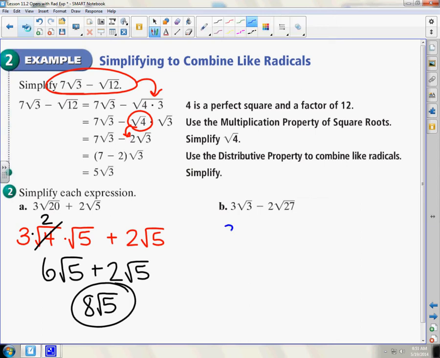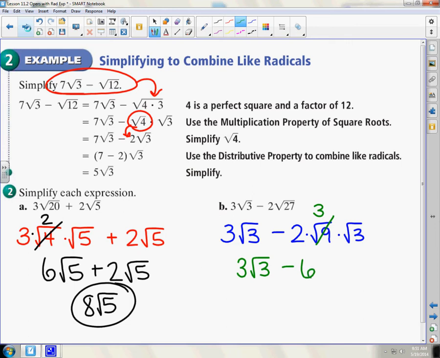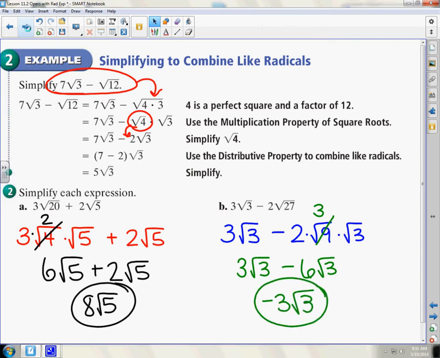Okay, so here I have 3 square root of 3 minus 2 times the square root of 9 times the square root of 3. 9 times 3 is 27. That's why I broke it up like that. And I know the square root of 9 is 3. So 3 square root of 3 minus 6 square root of 3. 3 minus 6 is negative 3. And then I just add on my radical at the end, the square root of 3.